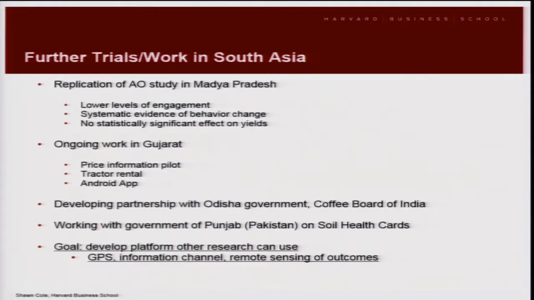Now I guess I'll talk a little bit about the nonprofit. We're trying to work with the Odisha government and the Coffee Board of India. Our director was just in the state yesterday and met the principal secretary of a large state in India, and he walked into a meeting where the team was complaining that farmers can't understand the soil health cards. And that's before we even opened our mouth. So it suggests that the work is at least relevant to immediate government policy concerns.